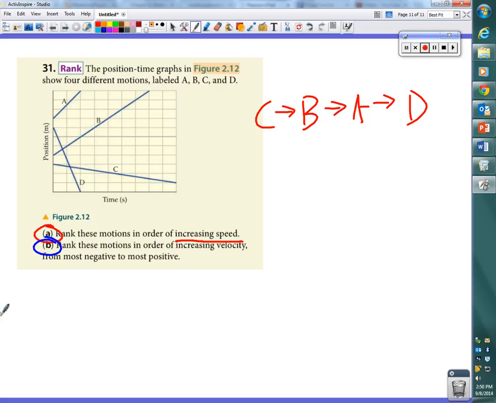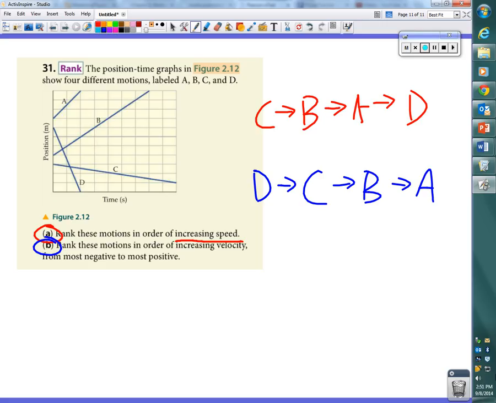But for part B, rank these motions in increasing velocity from most negative to most positive. Now, if we're talking about velocity, we have to take into account which direction they're going. So which one's the most negative? D is the most negative. Then C, even though it's the slowest speed, it's still more negative than any of the other ones that are left. Then B.